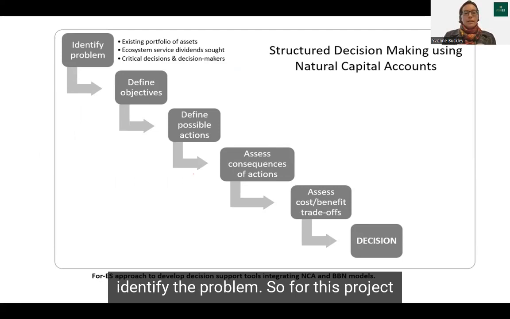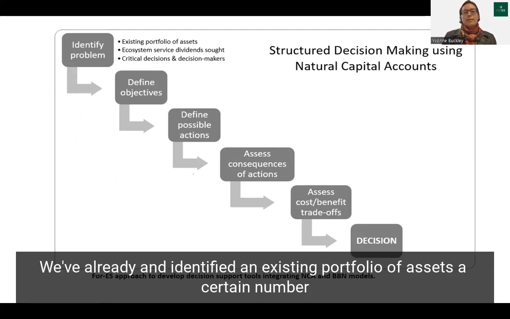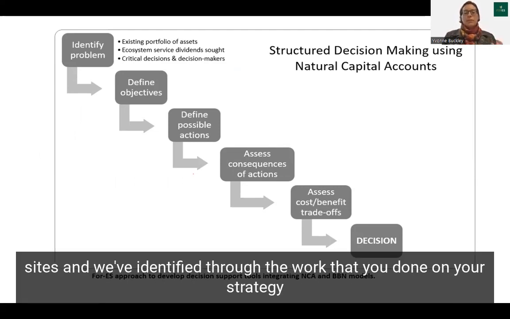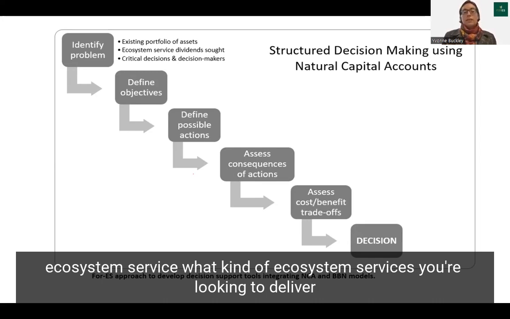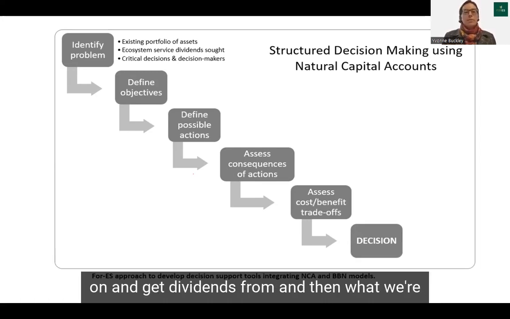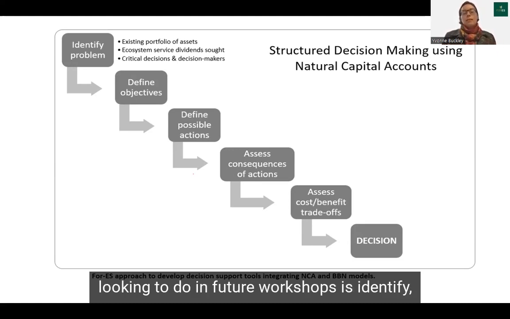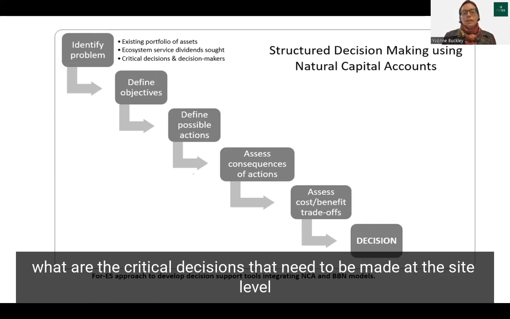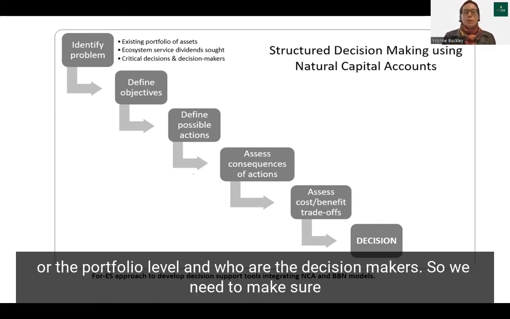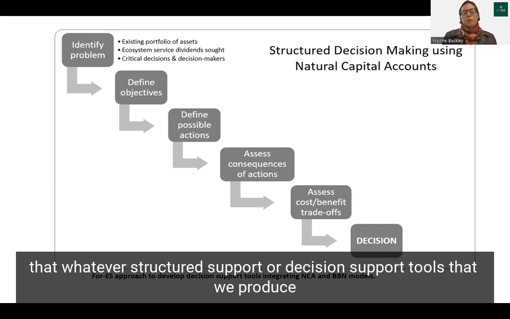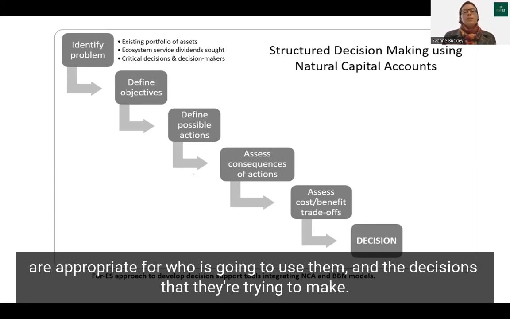So for this project, we've already identified an existing portfolio of assets, so a certain number of sites. We've identified through the work that you have done on your strategy, ecosystem service, what kinds of ecosystem services you're looking to deliver on and get dividends from. And then what we're looking to do in future workshops is identify what are the critical decisions that need to be made at the site level or the portfolio level, and who are the decision makers. So we need to make sure that whatever structured support or decision support tools that we produce are appropriate for who is going to use them and for the decisions that they're trying to make.